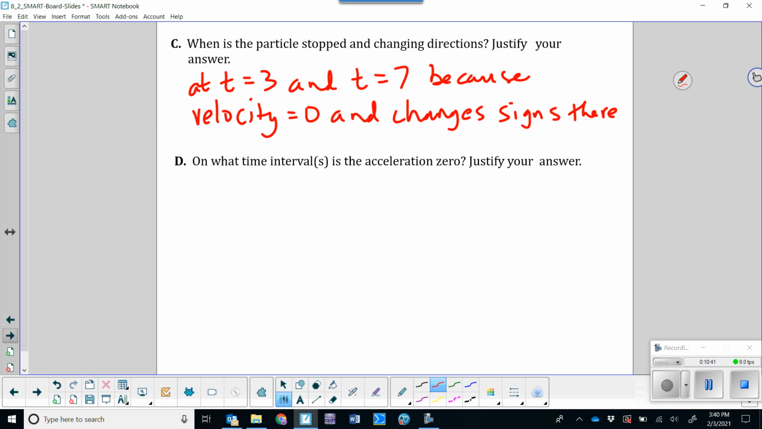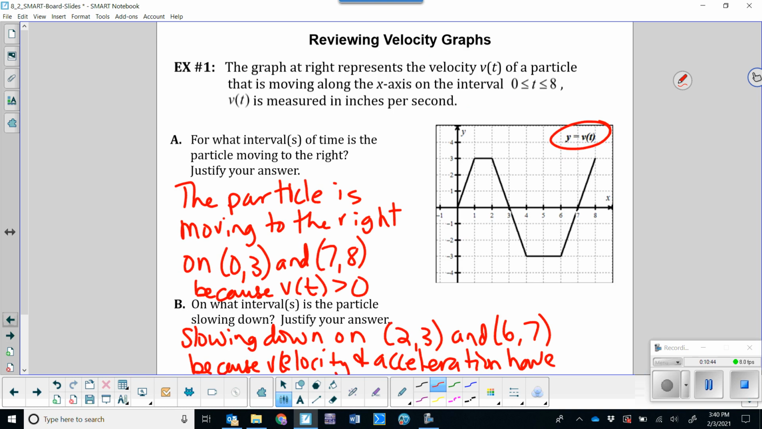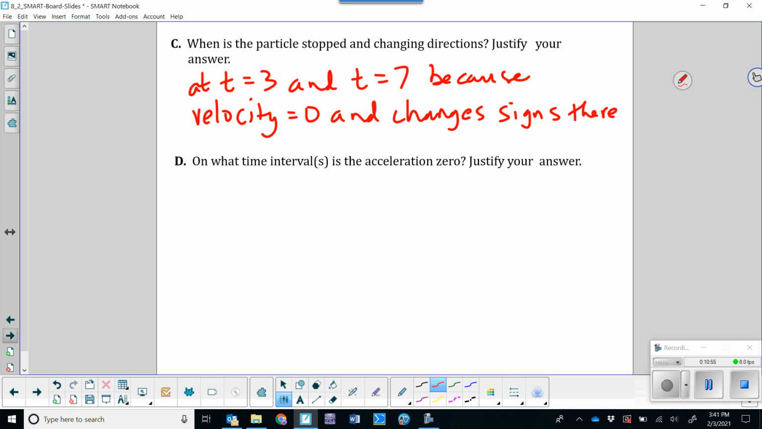At what times is the acceleration 0? The acceleration is the derivative of the velocity. So that means the slope of the line. So of course your slopes are 0 at these places. So the acceleration is 0.